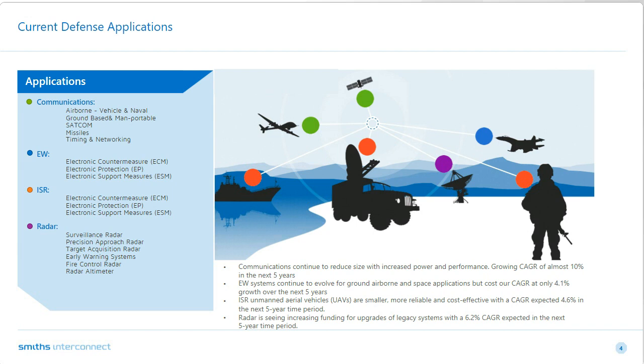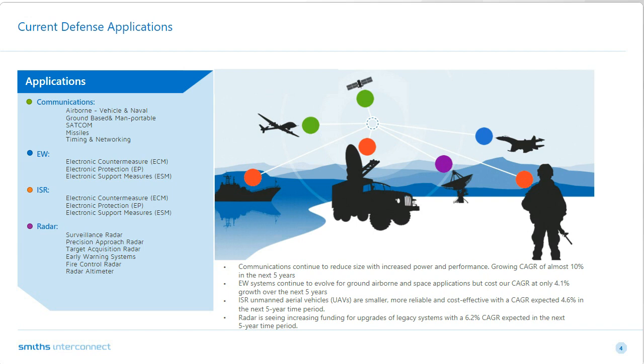Communications, that's going to be your basic radios. It's also going to be identification, friend or foe. There are several different platforms for communications. Electronic warfare, EW, those are for countermeasures used often on the aircraft, attack aircraft. Also other aircraft use them. Even Air Force One has a lot of electronic warfare countermeasures.